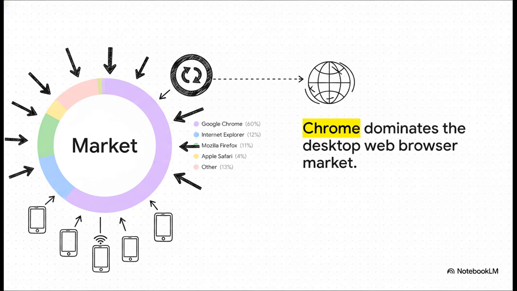Look at these desktop market numbers. It is wild. Google Chrome holds roughly 60% of the market. Way behind that, you've got Internet Explorer at 12%, Firefox at 11%, and Apple Safari at 4%. What you should really take away from this is how Chrome's massive footprint gives a single company incredible influence over how we experience the web globally. And that dominance actually extends heavily into the mobile market as well.